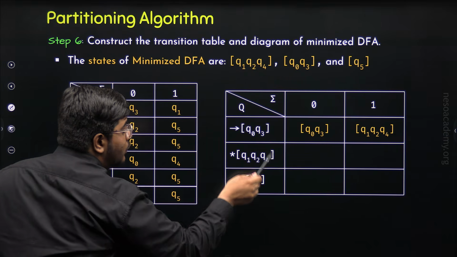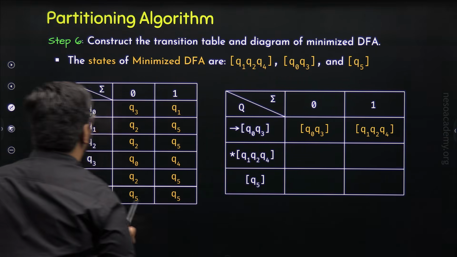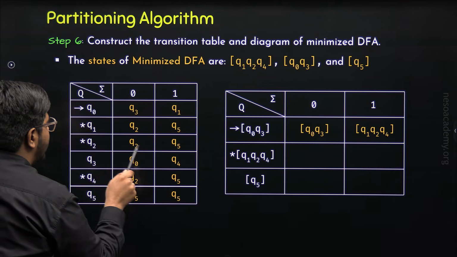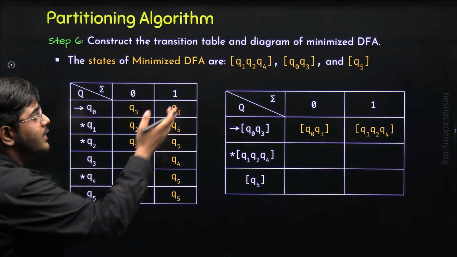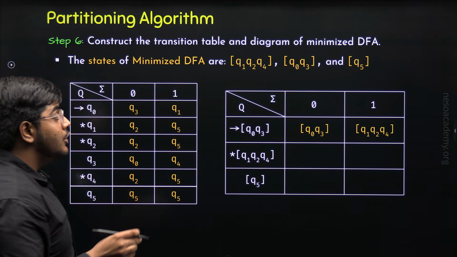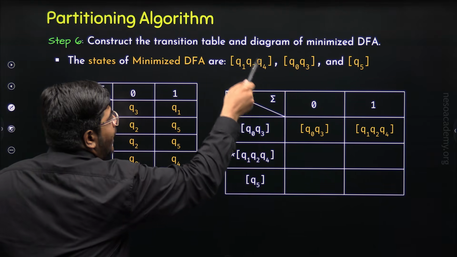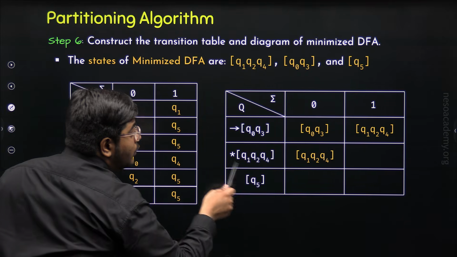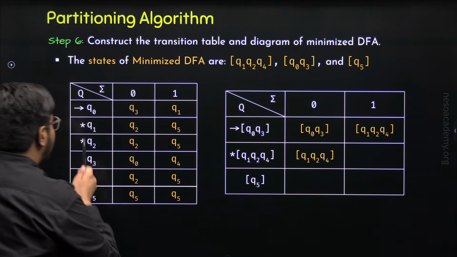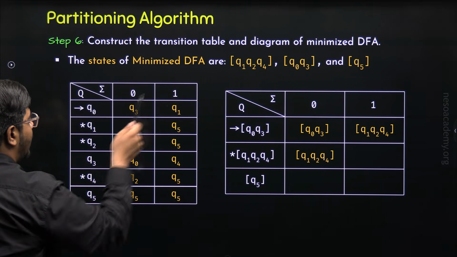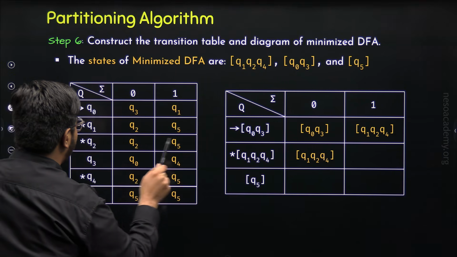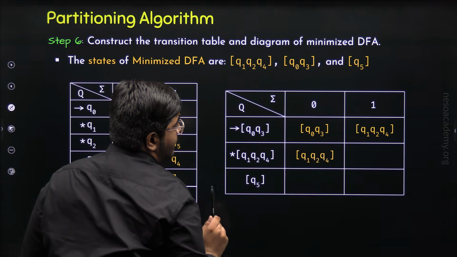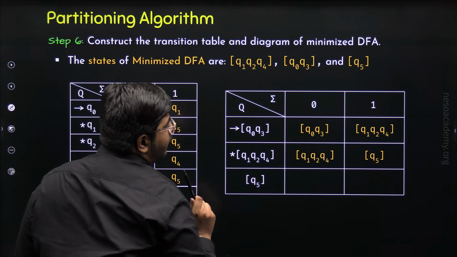Now let's check Q1, Q2, Q4 on 0. Q1, Q2, Q4 on 0 gives Q2, Q2, Q2. But Q2 is not a state of our minimized DFA. So the state containing Q2 is this one. So here we will write Q1, Q2, Q4. Now Q1, Q2, Q4 on 1 gives Q5, Q5 and Q5. Q5 is the state of our minimized DFA. So here we will write Q5.